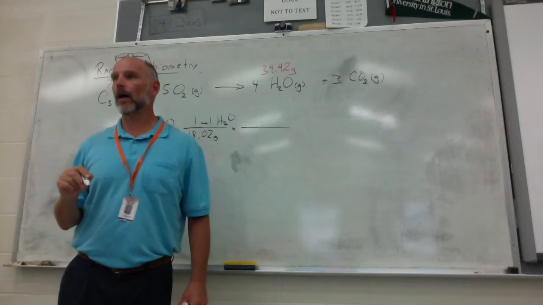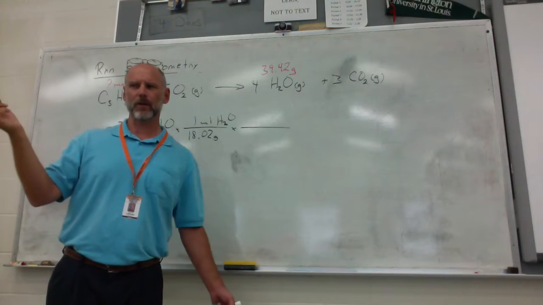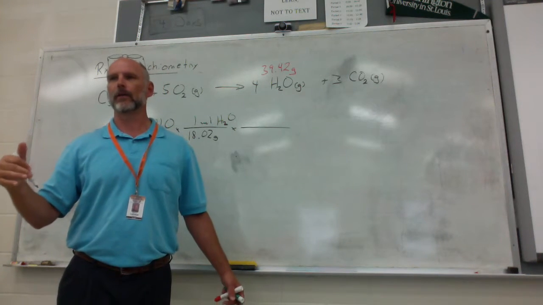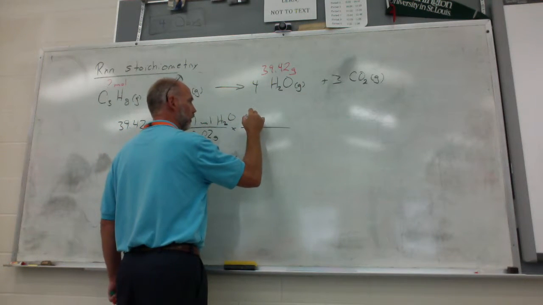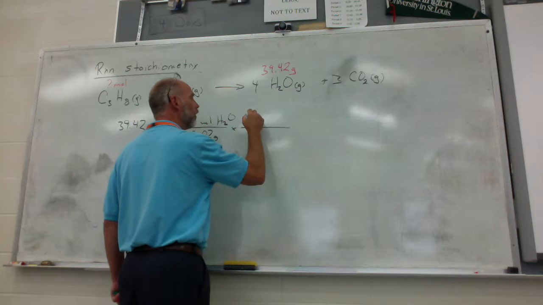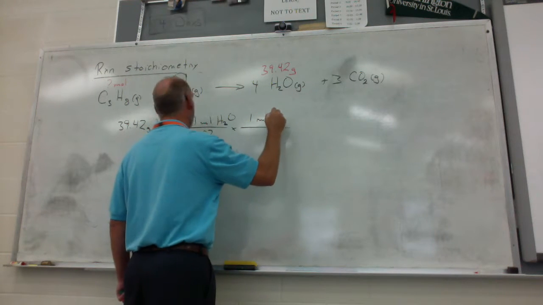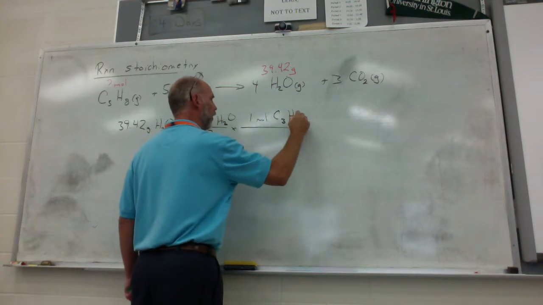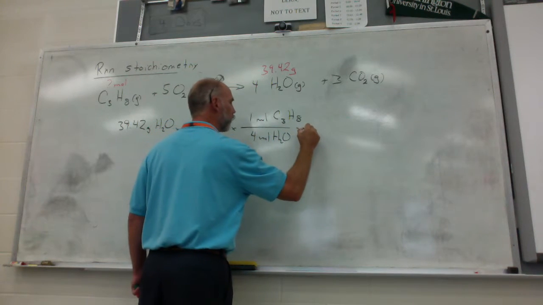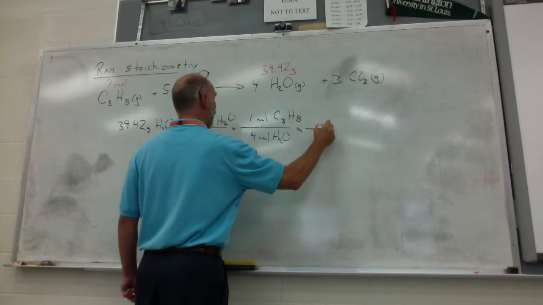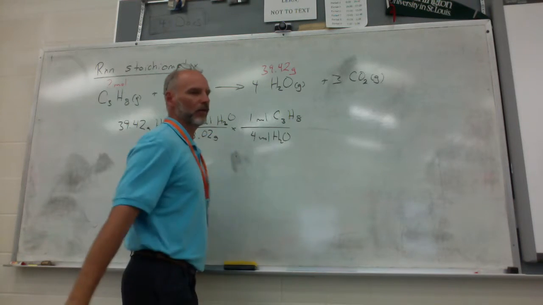Lauren, what did you do next? Okay. Jamie, I already called on you. Who do I need to call on? Alex, what did you do next? The mole ratio. Yeah, what did you put? 1/4. Okay, 1 mole of the propane over 4 moles of the water. Make sure you're labeling everything appropriately.